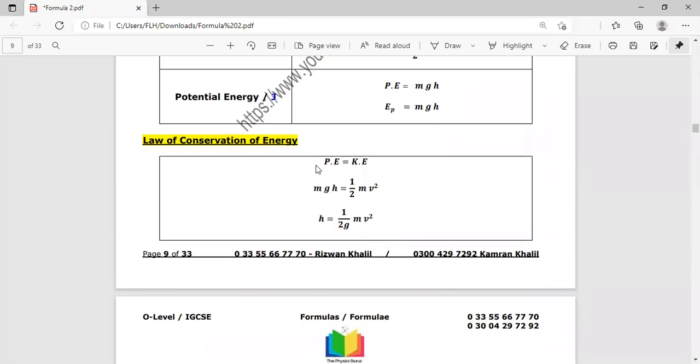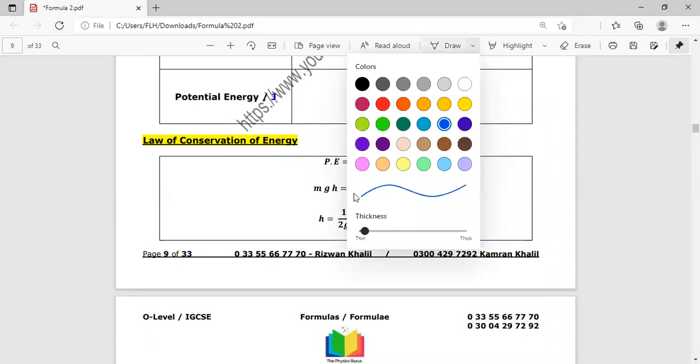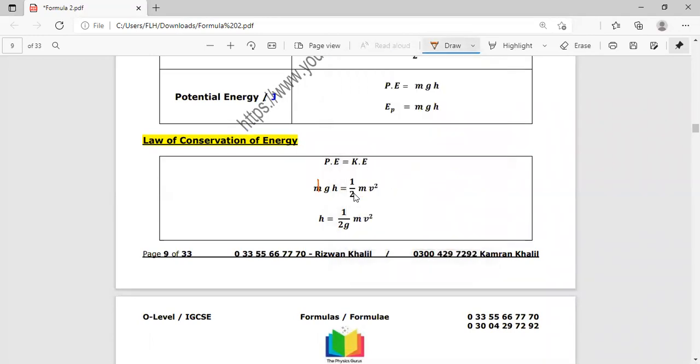Then the law of conservation of energy. Potential energy at the top is equal to kinetic energy at the bottom, or potential energy at the bottom is equal to kinetic energy at the top. For potential energy, we will substitute mgh. For kinetic energy, we will substitute 1/2 mv². Then we can see from here that m can be cancelled by m, and what is being left? h is equal to 1/2g mv², because g was supposed to be multiplied over here. On the other side, it will be divided.